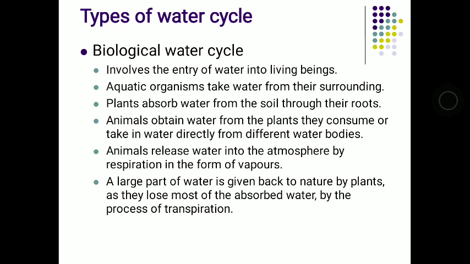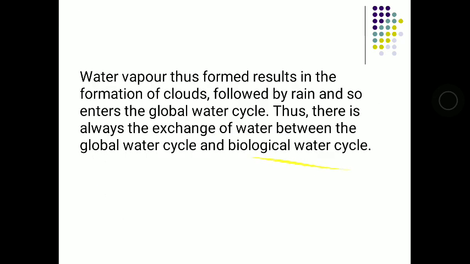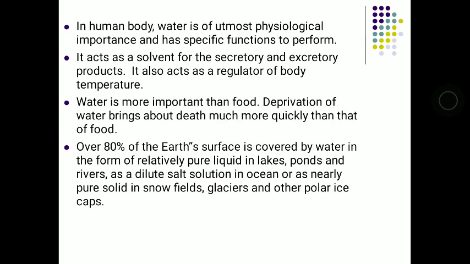Plants absorb water from soil through their roots. Animals obtain water from plants. They consume or take in water directly from different water bodies. So always stay hydrated. Animals release water into the atmosphere by respiration in the form of vapors. A large part of water is given back to nature by plants, as they lose most of the absorbed water by the process of transpiration. The water vapor thus formed results in formation of clouds, followed by rain, and so enters the global water cycle. Thus there is always an exchange of water between the global water cycle and the biological water cycle.